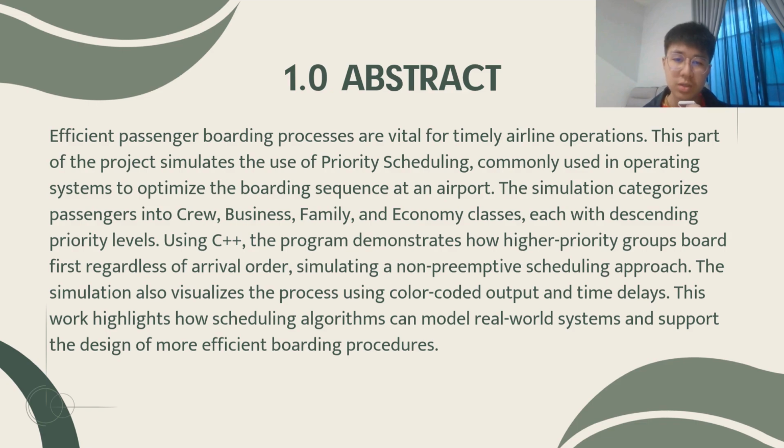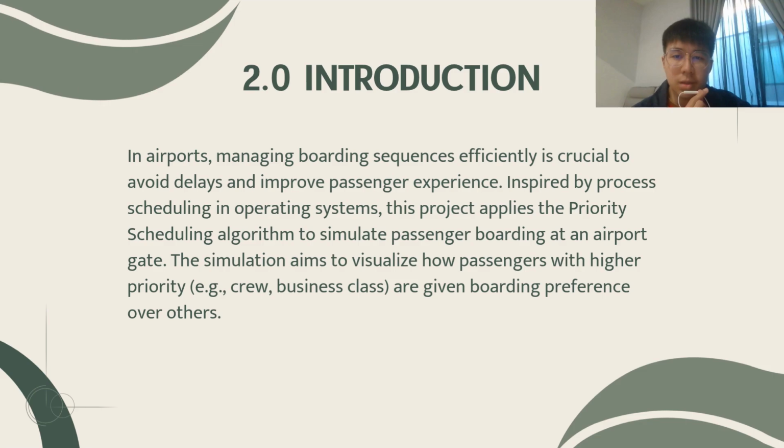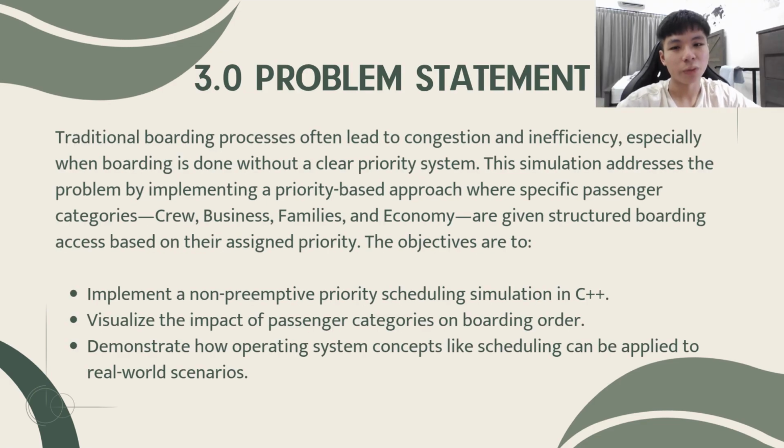We also visualize the process using color-coded output and time delay. This work highlights how scheduling algorithms can model real-world systems and support the design of more efficient boarding procedures. This is the introduction of this part. In airports, managing the boarding sequence efficiently is crucial to avoid delay and improve the passenger experience. We were inspired by process scheduling in operating systems. This project applies the priority scheduling algorithm. This simulation aims to visualize how passengers with higher priority, like crew and business class, are given boarding preference over others. Now I'm going to present the problem statement.